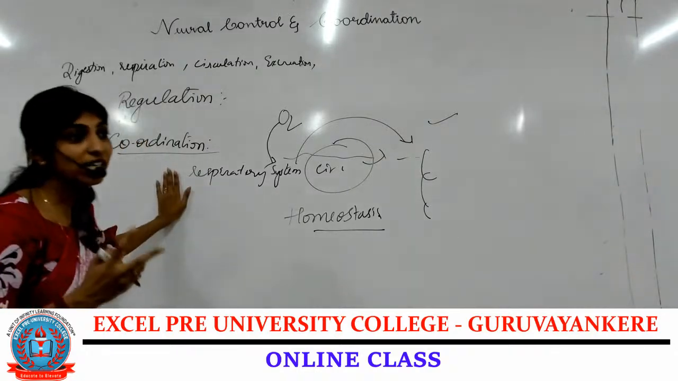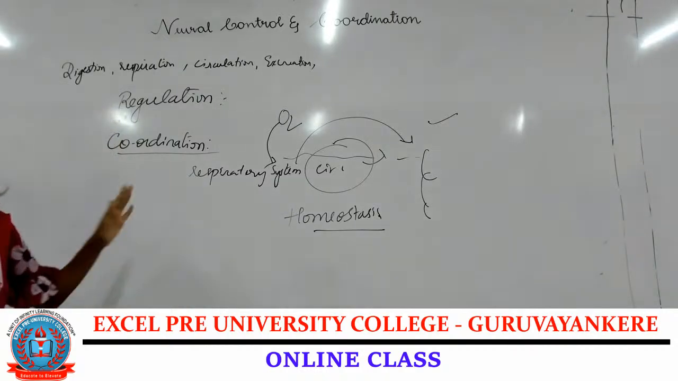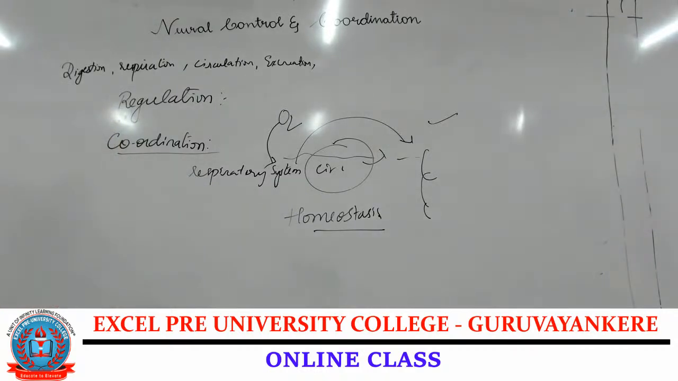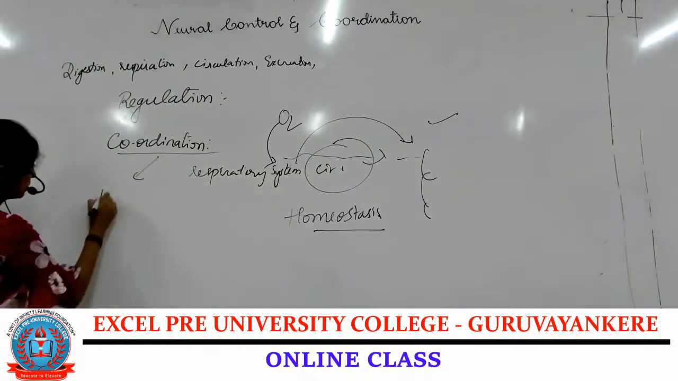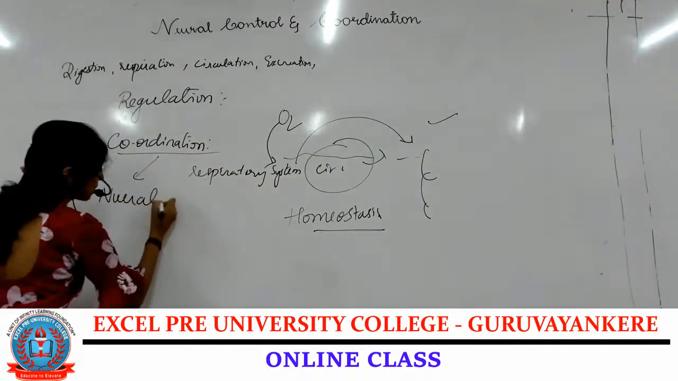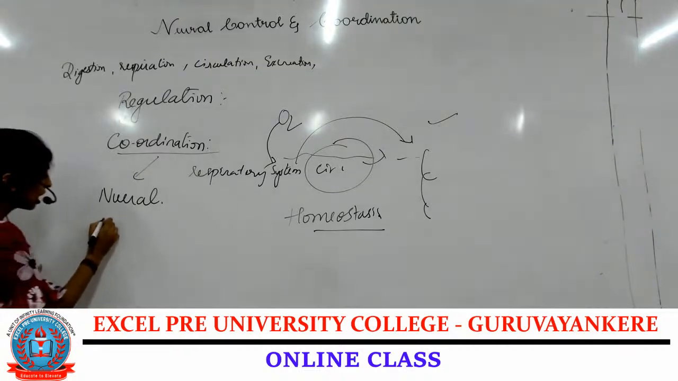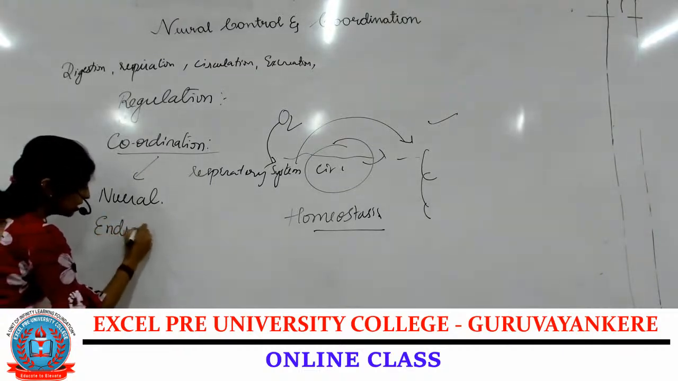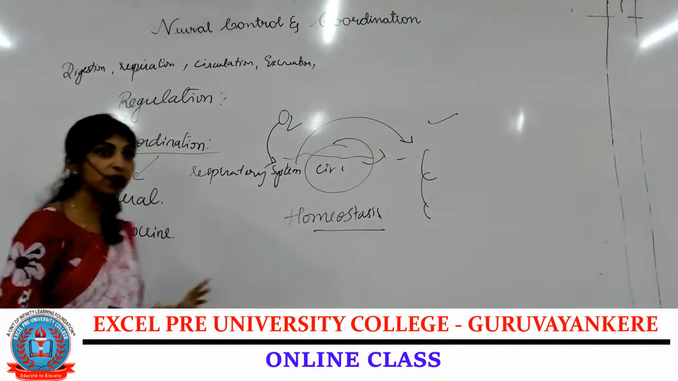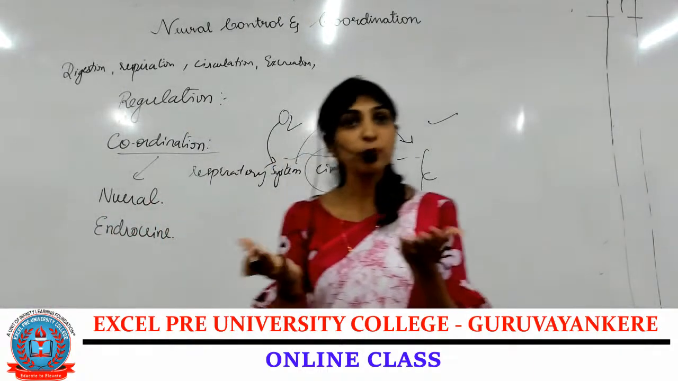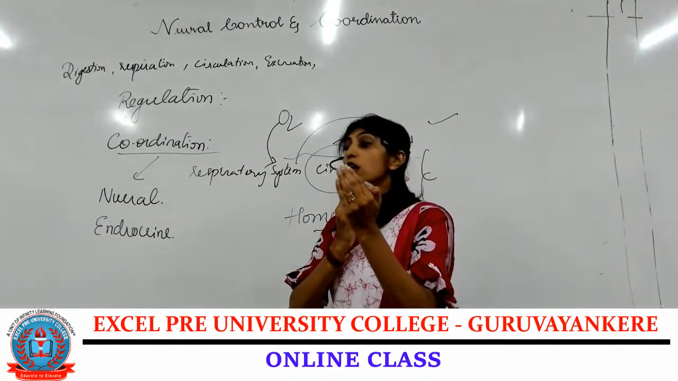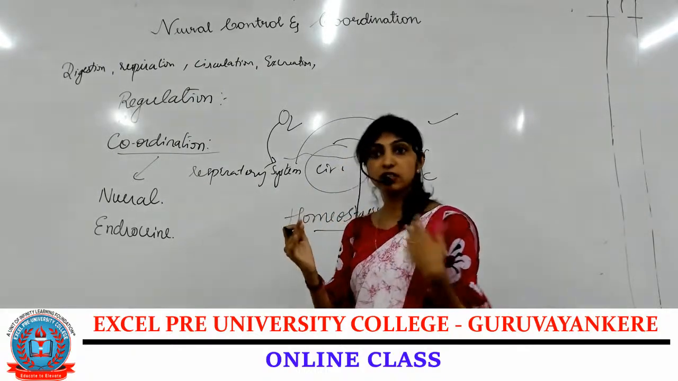Here, coordination is done mainly by two systems. One is our neural system and one more is our endocrine system. They are the ones which help us to maintain homeostasis, or which help us to coordinate the body organs.